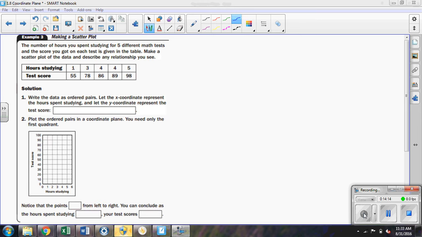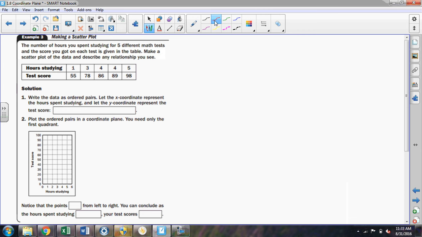Now the last thing we needed to do was to create a scatter plot. And a scatter plot is nothing more than having your data and plotting a boatload of points just so that we can look for trends. In this particular instance, they could say the number of hours you spent studying for 5 different math tests, and also the score you got for each test is recorded here. Make a scatter plot and describe any relationship you see.